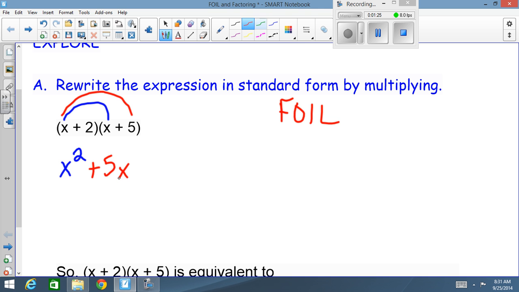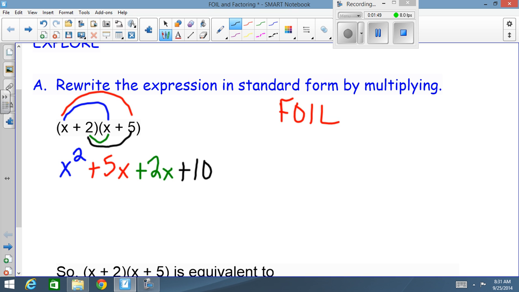The I stands for the innermost terms, or the inside terms. That would be these two right here. 2 times x is 2x. And then the L stands for last, which would be the last terms. 2 times 5 is 10. So basically, you're just doing the distributive property 4 times, and everything needs to be multiplied by everything else.